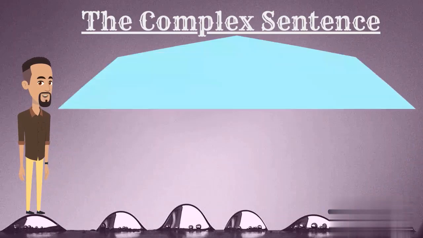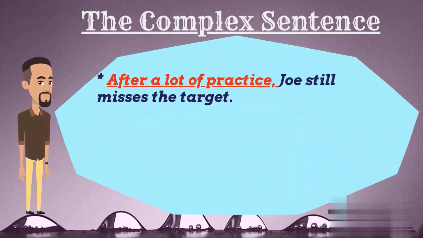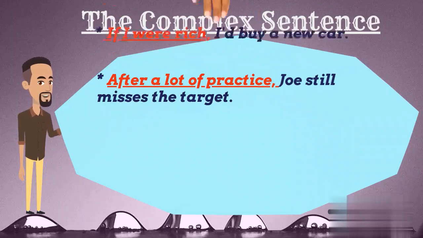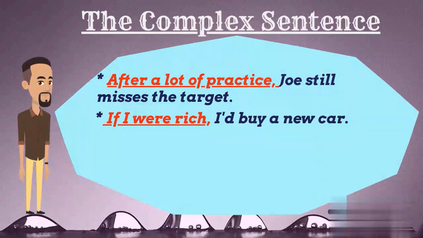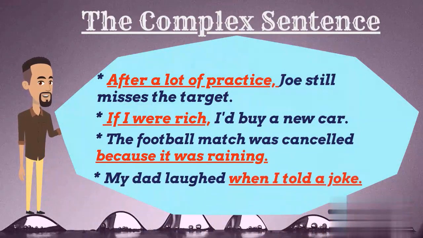Look at these examples. The underlined red part is a dependent clause. After a lot of practice, Joe still misses the target. If I were rich, I'd buy a new car. The football match was cancelled because it was raining. My dad laughed when I told a joke.